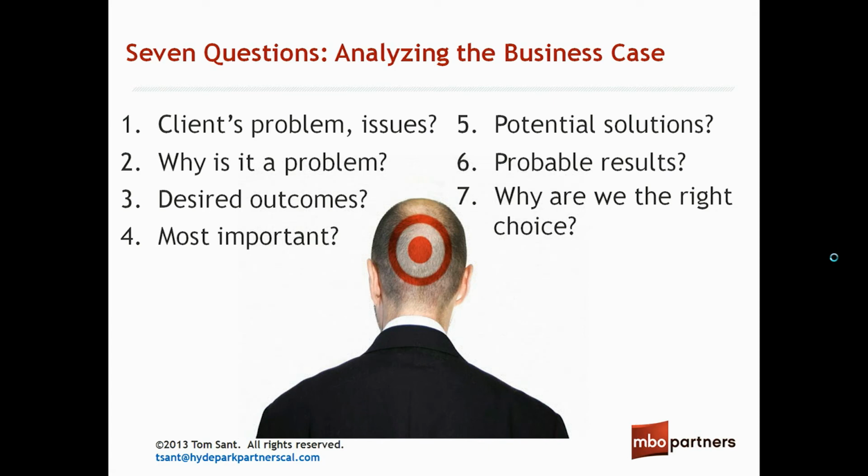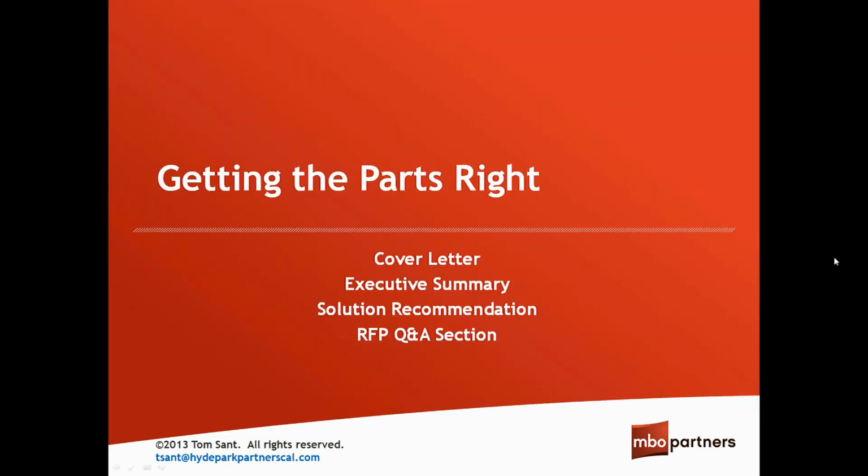All right, well, we've done all that. We're ready to start writing, so let's write. Let's get the right parts in the right order and deliver the right message. We're going to look at four areas quickly that are of critical importance: the cover letter, the executive summary, our actual detailed solution, and then answering the questions in the RFP itself.